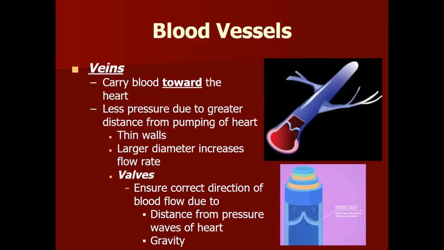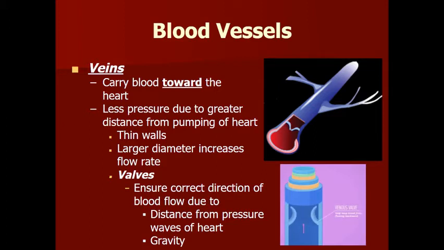And because of that, veins have thin walls and they have a larger diameter than arteries, because if we have a larger diameter, more blood can flow more quickly. Veins also have valves. Valves ensure the correct direction of blood flow. And that's because veins have a greater distance from the pressure waves of the heart.